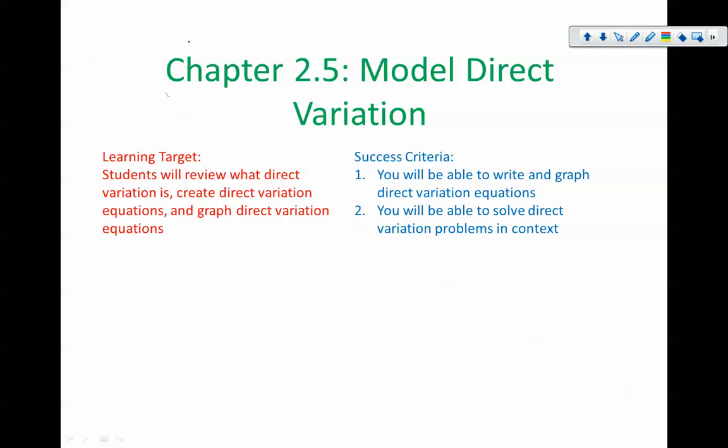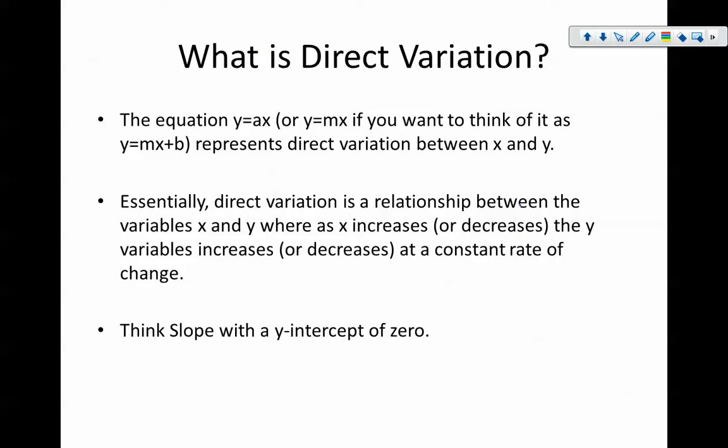This is chapter 2.5, where we are going to model direct variation. Direct variation is a form of linear equation. So by the end of this, we're going to be able to write and graph a direct variation equation, and we will be able to solve a direct variation problem in context. So let's go ahead and move on and talk about what direct variation is.